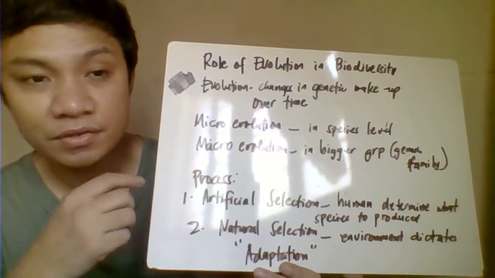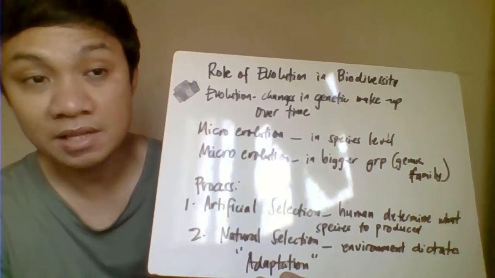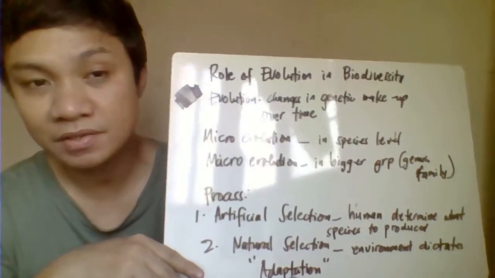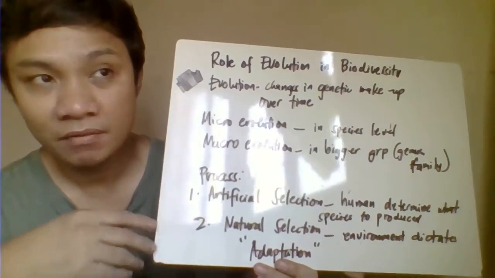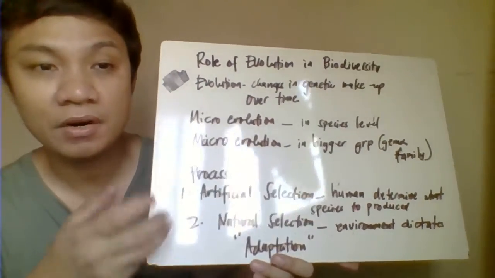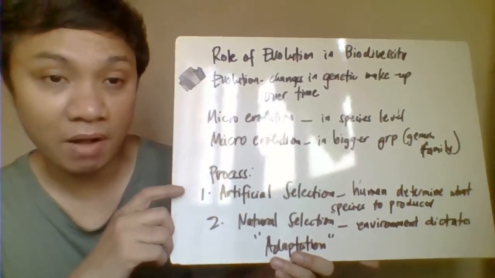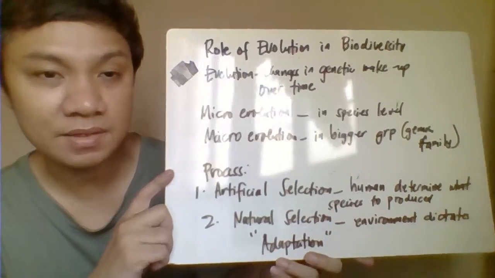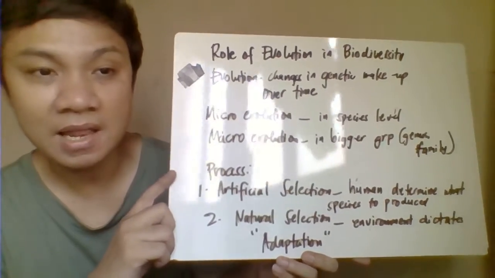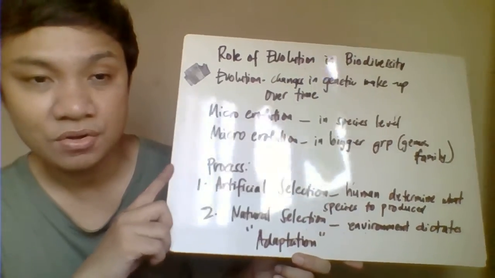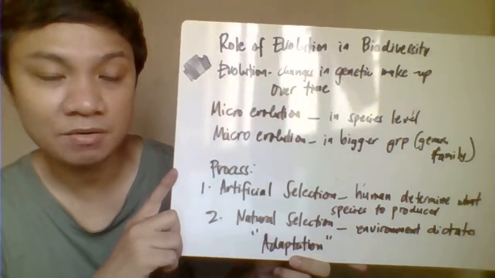On the other hand, if you merge the changes into a bigger group, it becomes macroevolution. Like when the changes already occur in, for example, the genus, the family, or even the entire phylum of your organism, then it becomes macroevolution. So what dictates our evolution process could be artificial selection, or even natural selection.